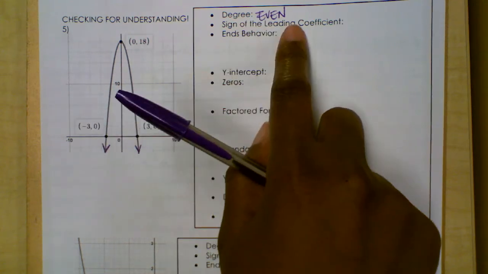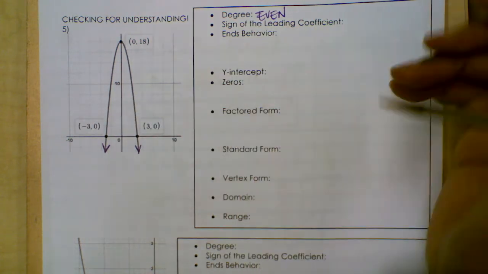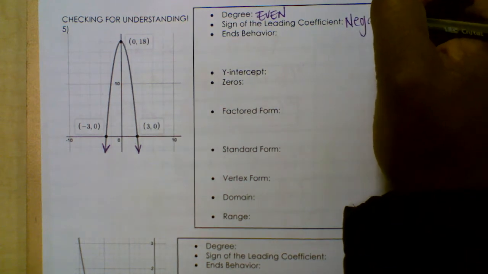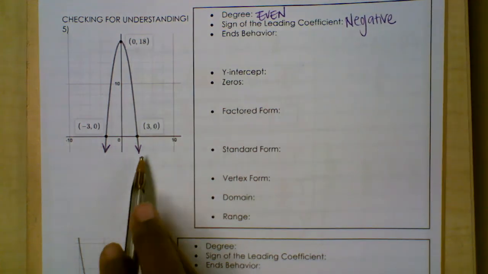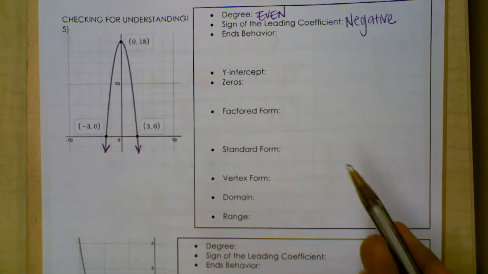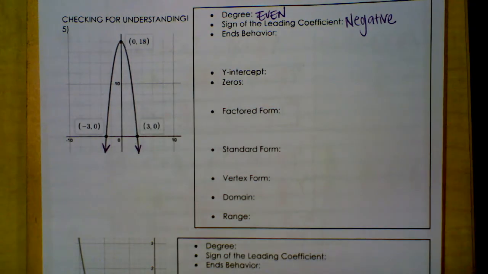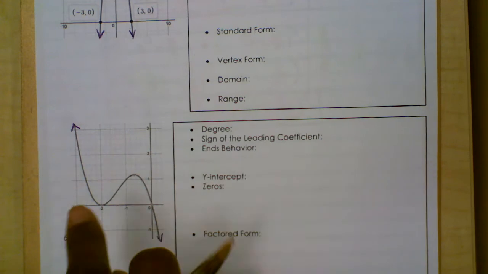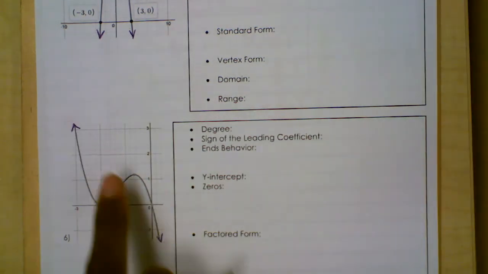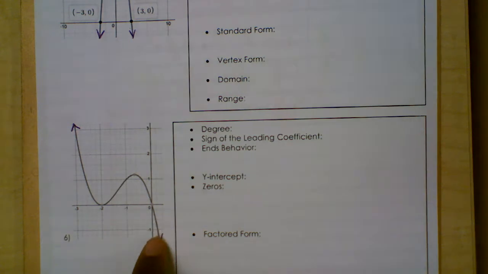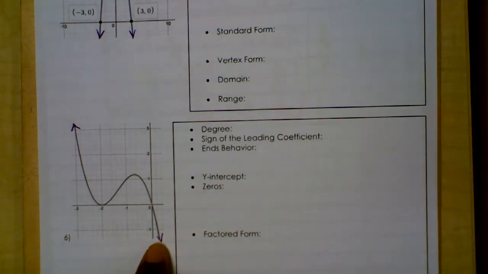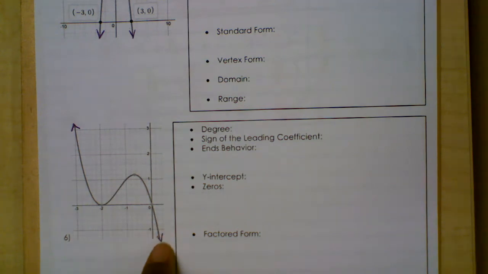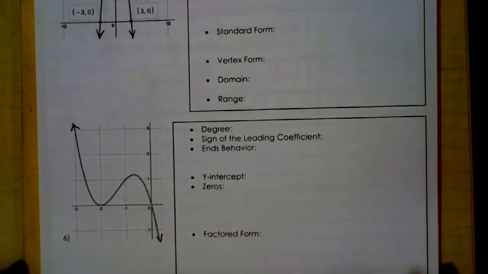What is the sign of the leading coefficient? The sign of the leading coefficient is negative, and the reason is because the arrow on the right is pointed down. Since it's even, both are pointed down. That's why the sign of the leading coefficient is negative. If it was an odd function like the one below, you'd notice the arrows point toward opposite directions, so it's an odd degree, and the sign of the leading coefficient here is negative. Why? The arrow on the right is pointed down.